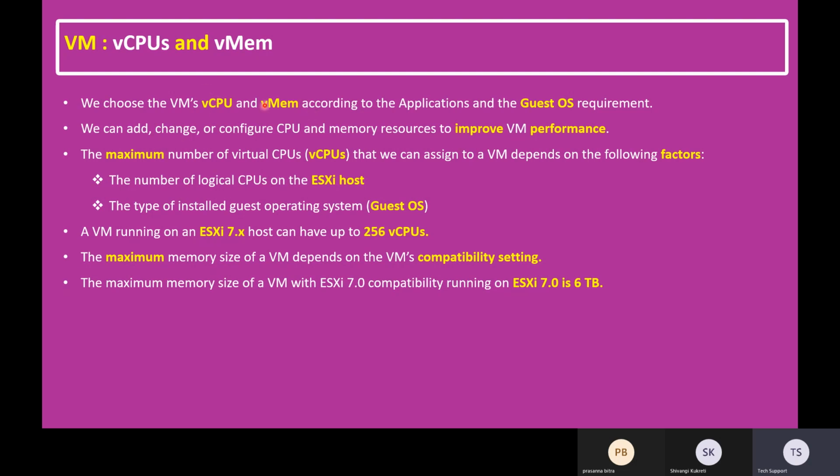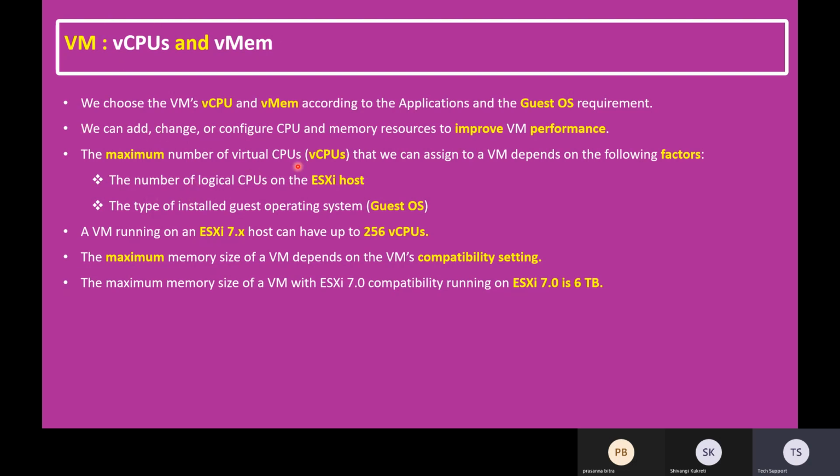As per the hardware specs, we need to assign the vCPU and vMemory. And once we create the virtual machine, even in the future, if we want to add or change any CPU or memory information, we have a facility. So we can add, change, or configure CPU and memory resources to improve VM performance. This option is available in our virtual hardware.